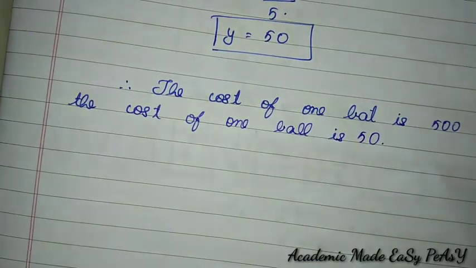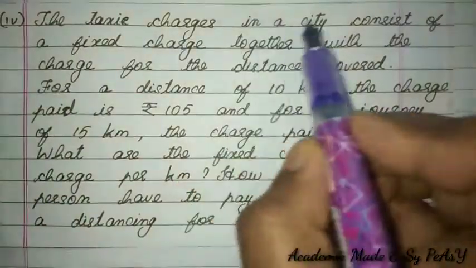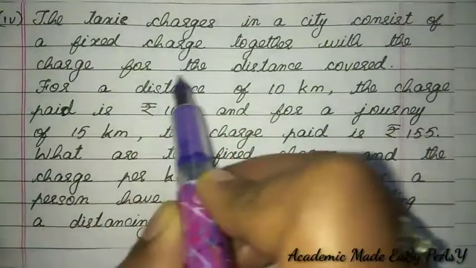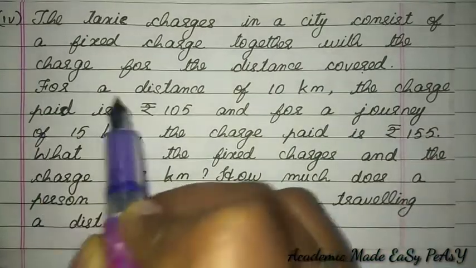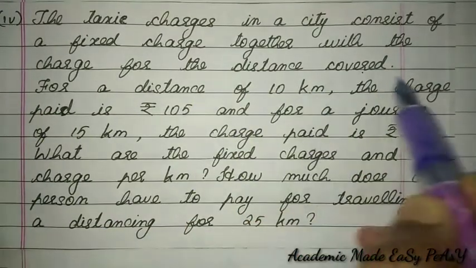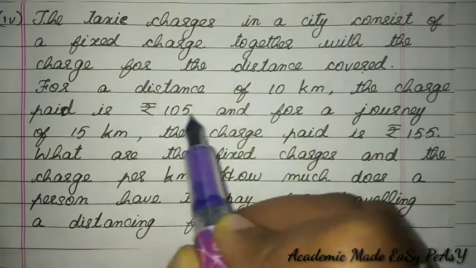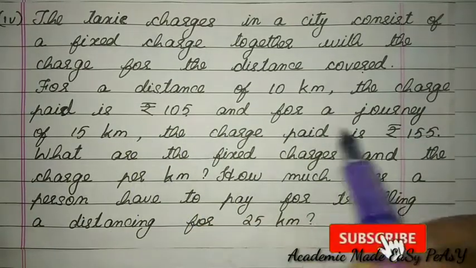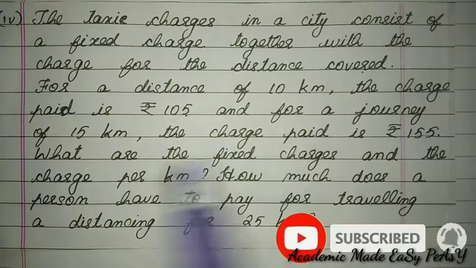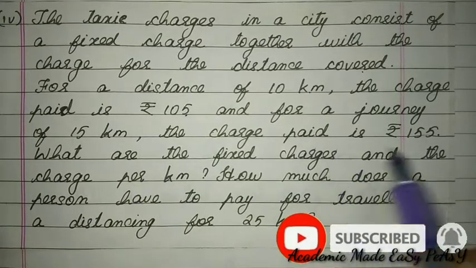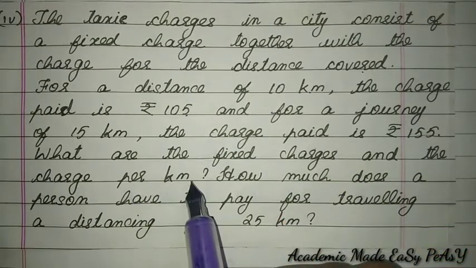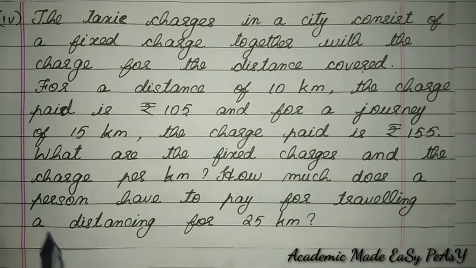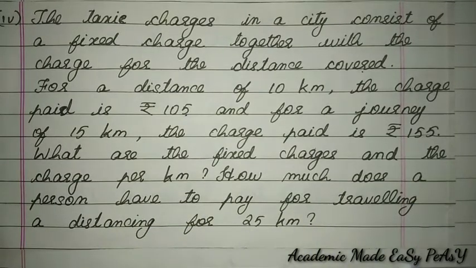That's it. Taxi charges in a city consist of a fixed charge together with the charge for the distance covered. For a distance of 10 km, the charge paid is 105. For a journey of 15 km, the charge paid is 155. What are the fixed charges and the charge per kilometer? How much does the person have to pay for traveling a distance of 25 km?